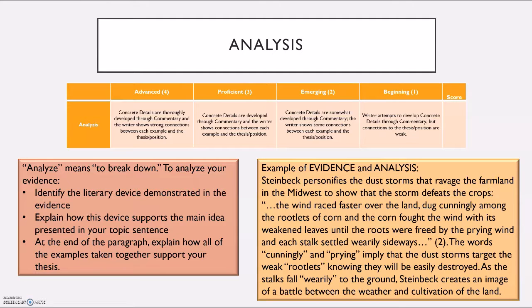The literary device personification is identified in the first sentence. After the quote, the writer breaks down how the words cunningly and prying create personification of the dust storms by giving them the human quality of motivation or intention. The writer ends by connecting this example of personification to the bigger effect of a battle between the weather and man's desire to cultivate the land.